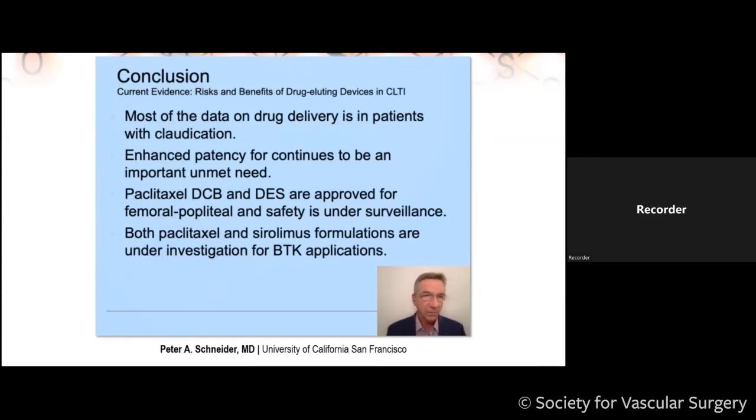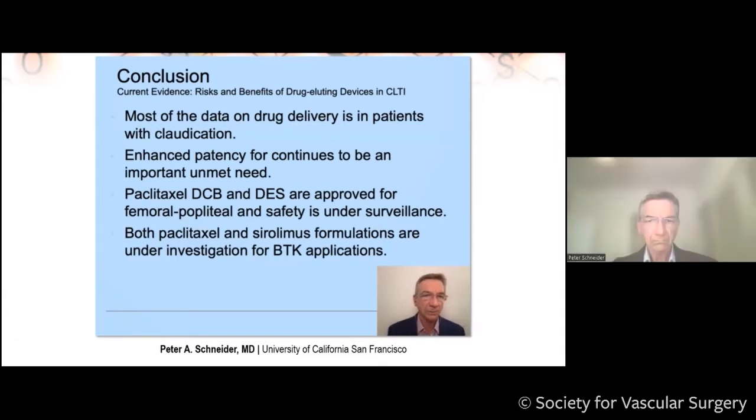So in conclusion, most of the data on drug delivery is in patients with claudication. The enhanced patency continues to be an important unmet need, both in the FemPop segment and the BTK segment, but it's really the BTK segment where we have a lack of solutions. Paclitaxel DCB and DES are approved for FemPop, but safety, especially amputation risk, is still under surveillance, and both paclitaxel and sirolimus formulations are under investigation for BTK applications. Thank you very much, and I really appreciate being able to participate with you.